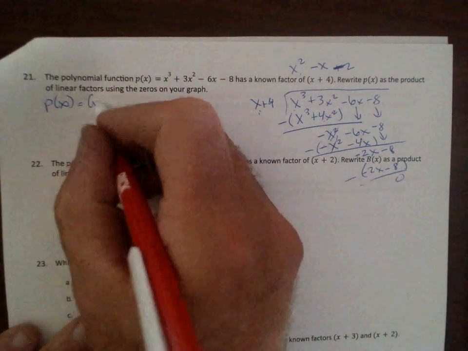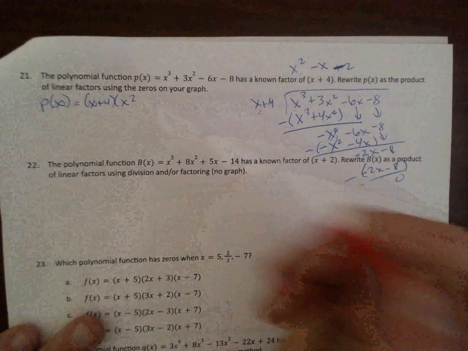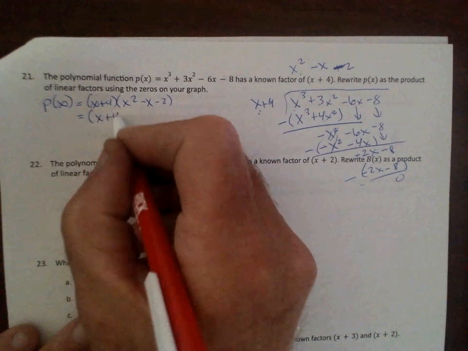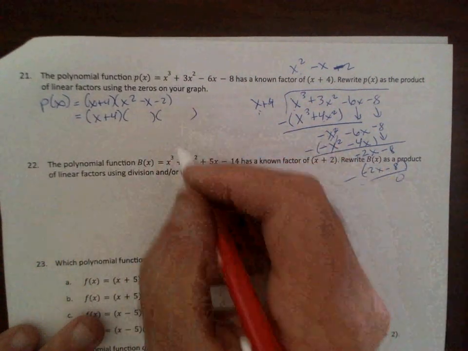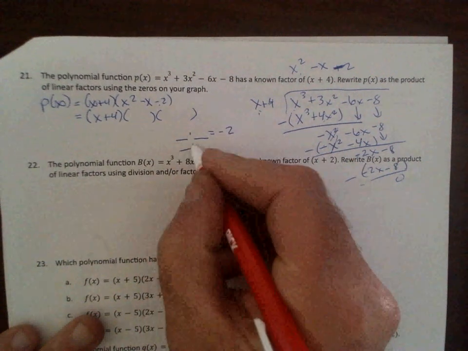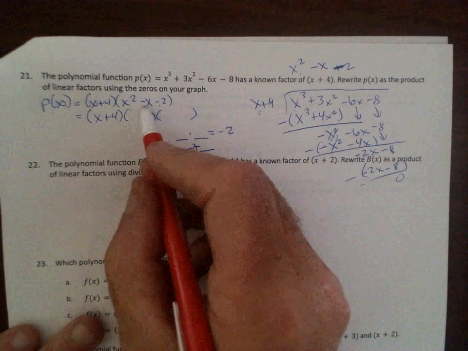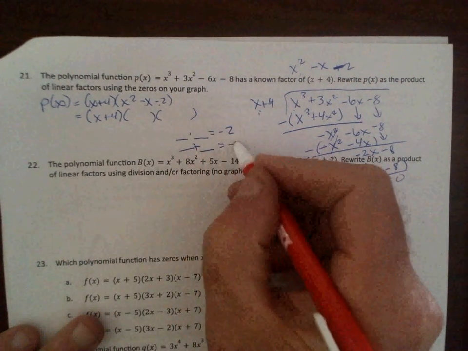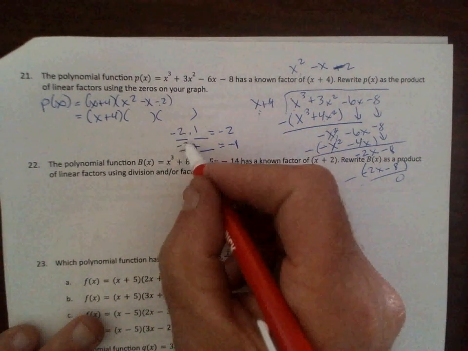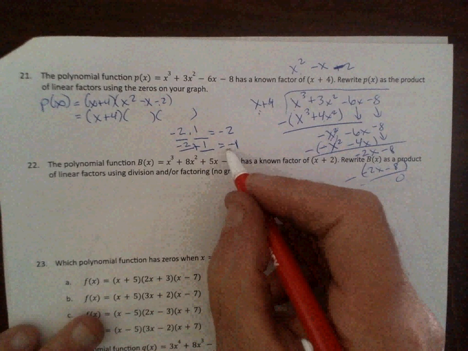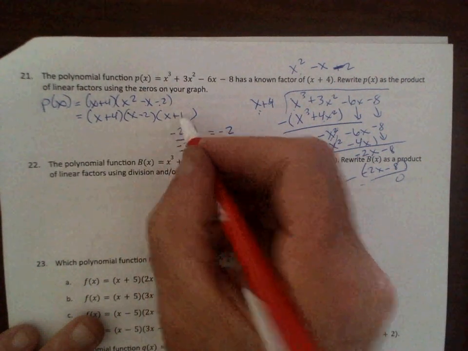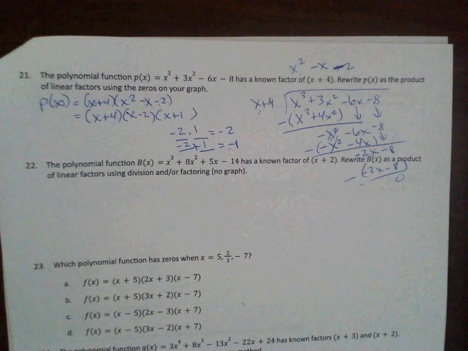So that means that this, p of x, is x plus 4, our known factor, times x squared minus x minus 2, which is another quadratic, and we know how to factor that because we're looking for two numbers that multiply to make -2, and the same two numbers have to add to make -1. -2 times 1, and -2 plus 1 adds to make -1. So this is going to be x minus 2 times x plus 1. That's writing it as a product of its linear factors.